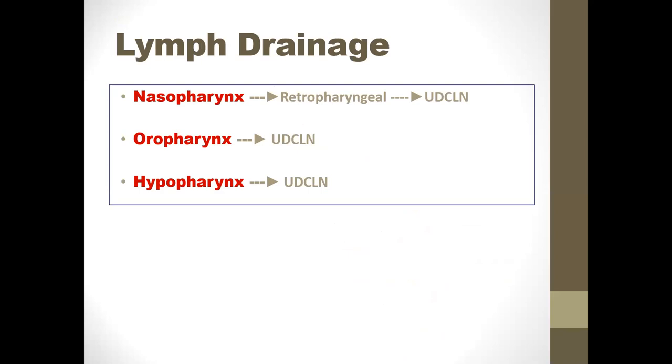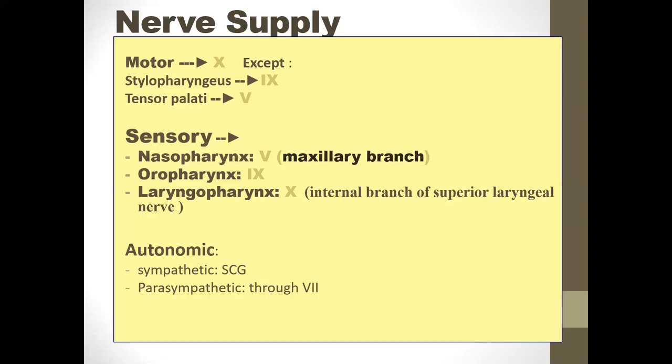Lymphatic drainage in the nasopharynx goes to the retropharyngeal space. The retropharyngeal space, we are going to talk about it briefly, and then it proceeds to the upper deep cervical lymph nodes, level 2 lymph nodes, as we saw in the beginning lecture. Nerve supply, the motor supply comes from vagus, except for stylopharyngeus muscle, which is supplied by cranial nerve 9, and the tensor veli palatini, which is supplied by cranial nerve 5.